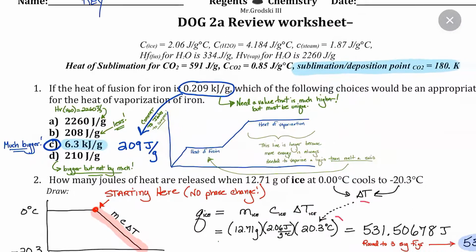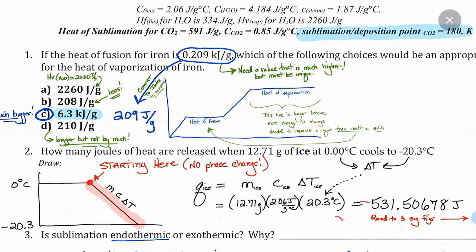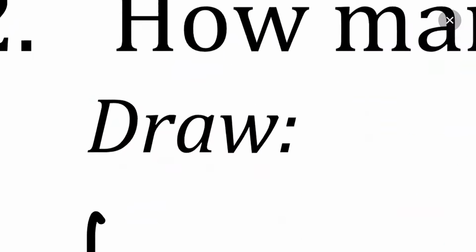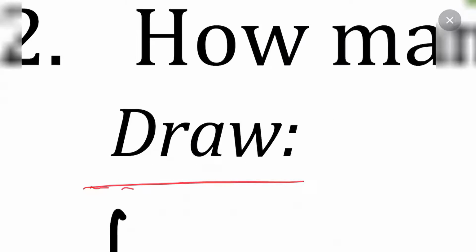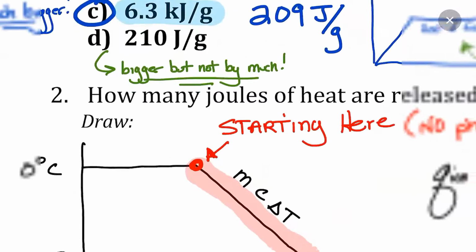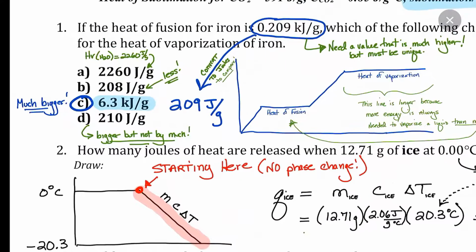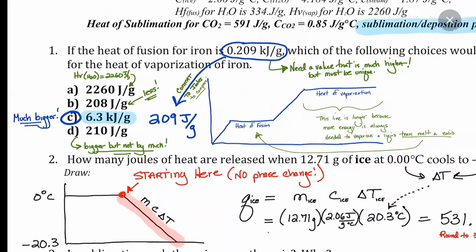All right, so how many joules of heat are released when 12.71 grams of ice at 0 cools to negative 30? I want you to do what? Can you understand? Draw! Please draw. Why? Because you can visually see what's happening here. All right, so when I draw this, here's what I did. It's a cooling curve. Energy is released, so therefore my curve goes down.